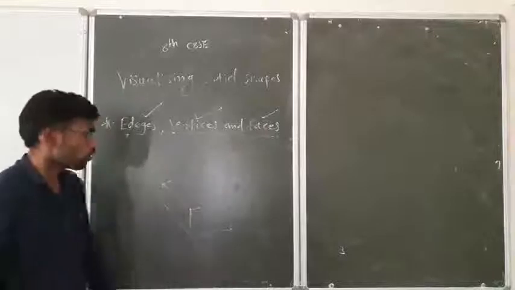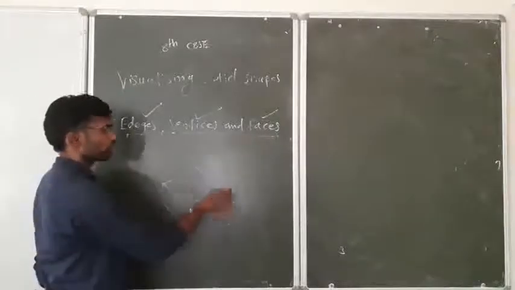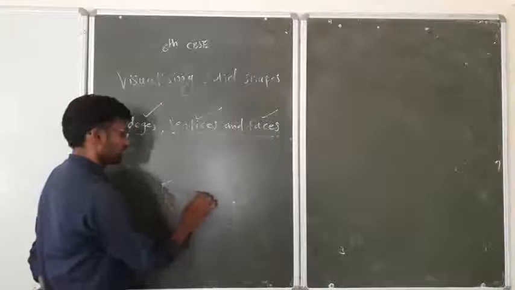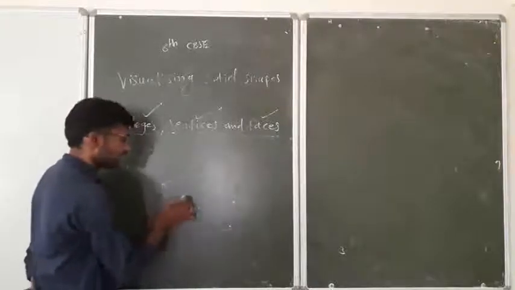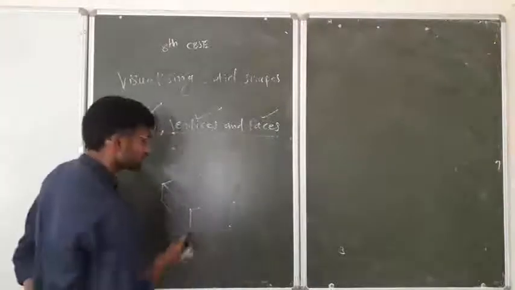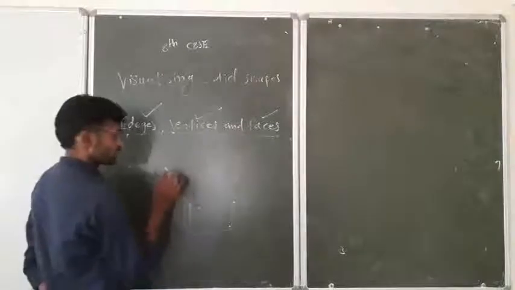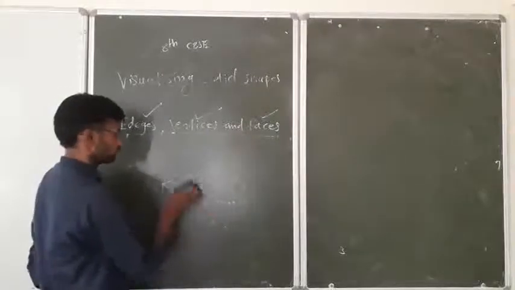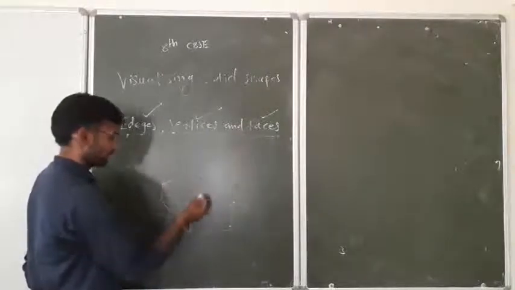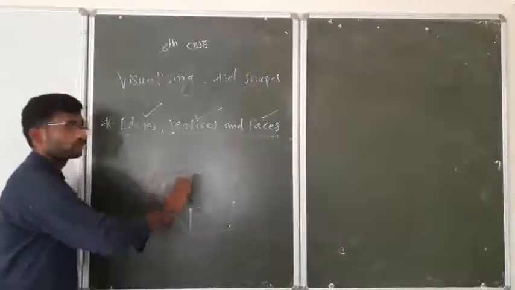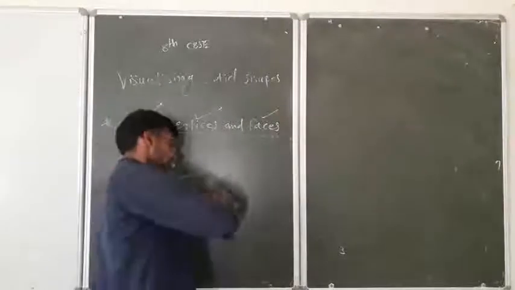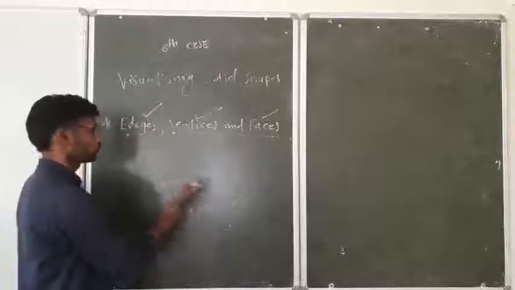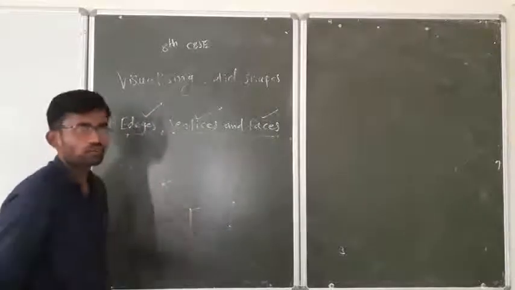Now, how many vertices are here? 1, 2, 3, 4, 5, 6, 7, and here is 1. There are 8 vertices. How many edges are here? 1, 2, 3, 4, 5, 6, 7, 8, 9, 10, 11, 12. 12 edges are here. How many faces are here? 1, 2, 3, 4, 5, 6 faces are here.